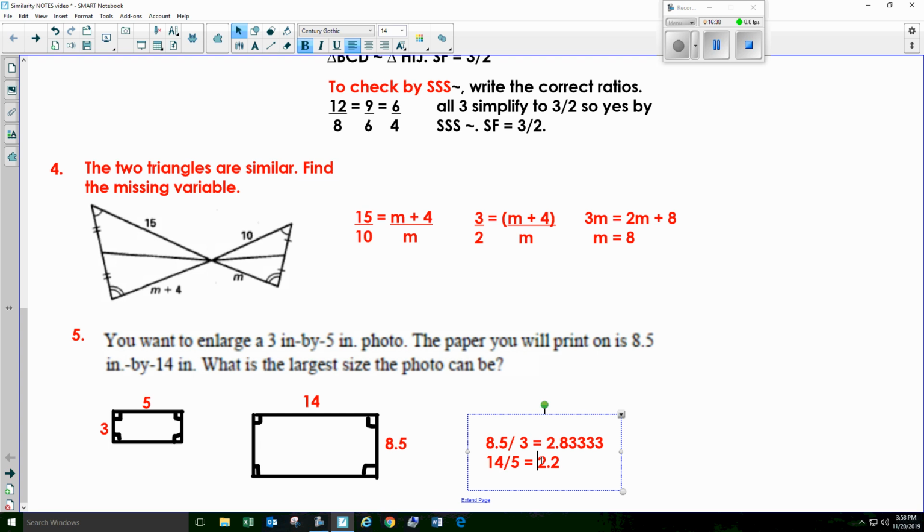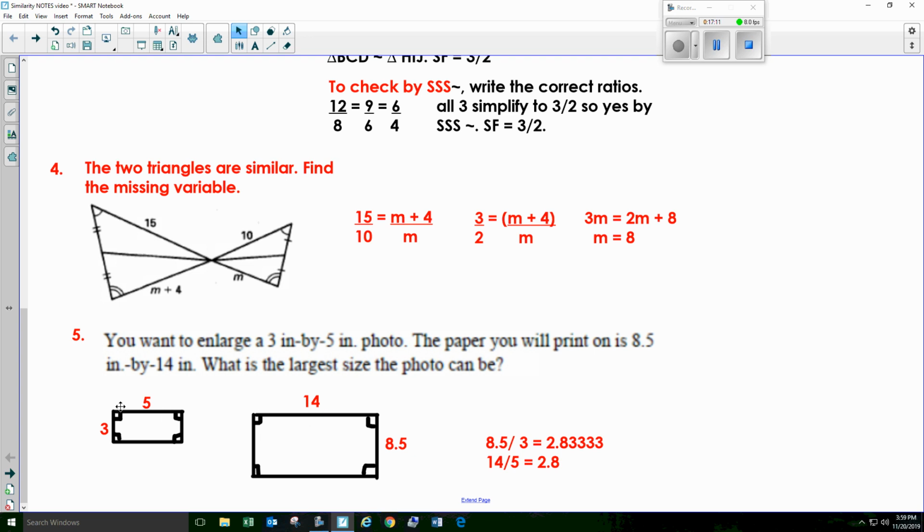14 divided by 5 is 2.8. Good thing I reread the directions again, as I keep telling you guys too. Make sure you go back and read it. Make sure you're using the right numbers. All right, so how I go about it: I can either increase this as much as I can. This 3 corresponds to the 8.5 side, or the 5, the length, corresponds to the 14 side.